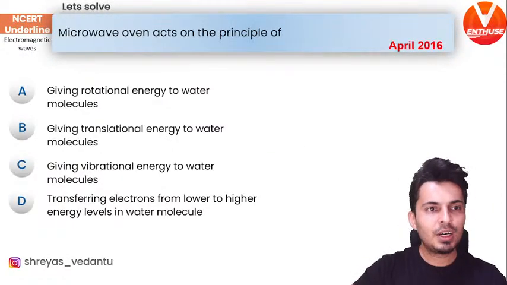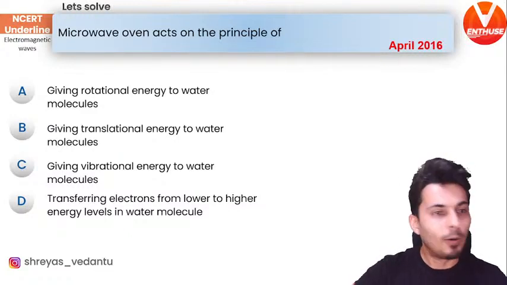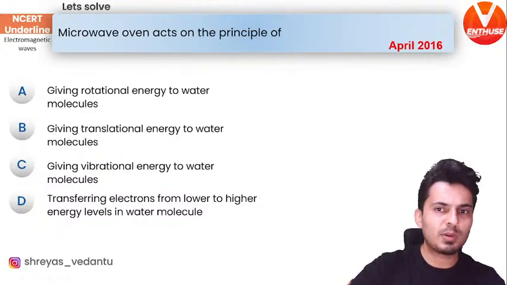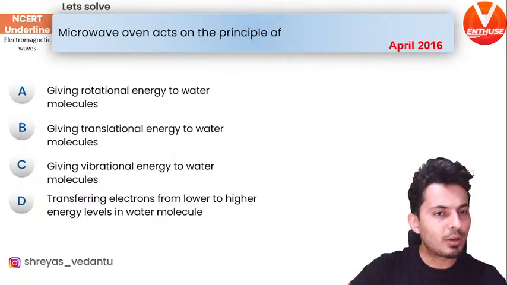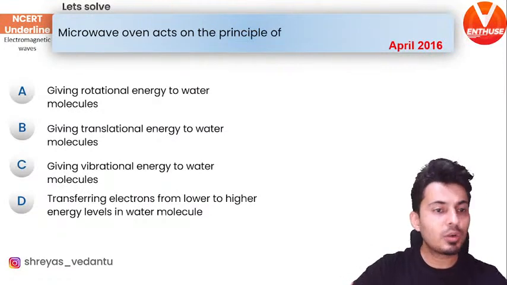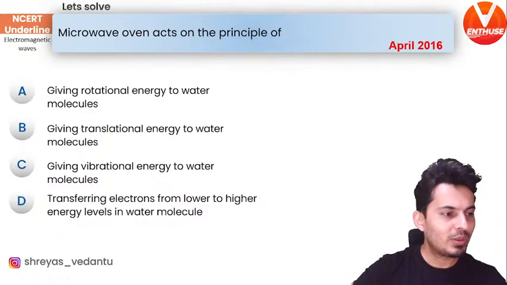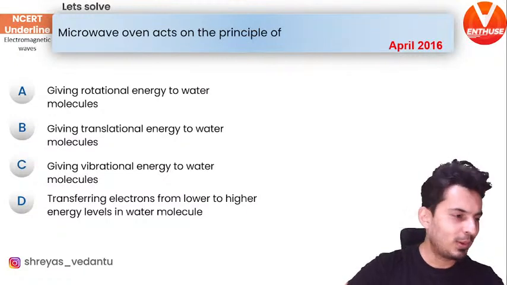So moving ahead to the next one. The microwave oven acts on the principle of, what do you think does the microwave oven act on? Which principle do you think it acts on? Giving rotational energy to water molecules, giving translational energy to water molecules, giving vibrational energy, or transferring electrons from lower to higher energy levels in the water molecule? What do you think?